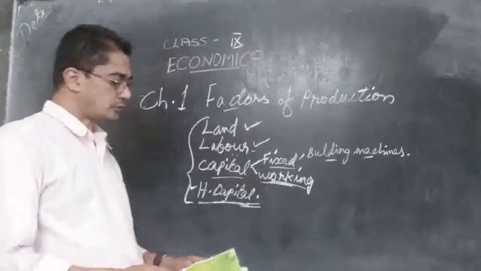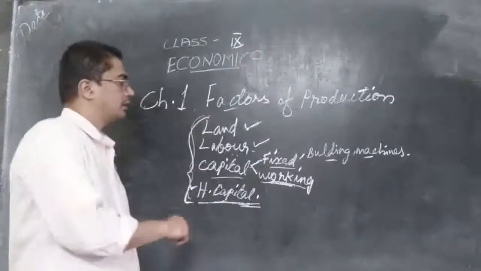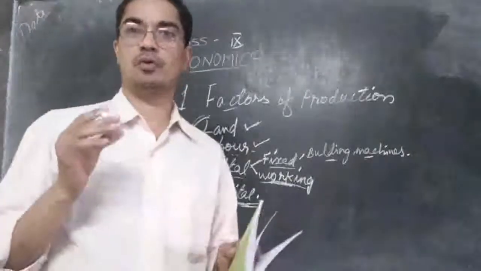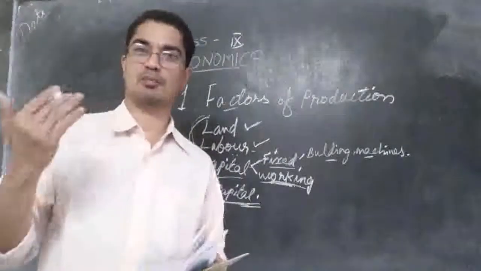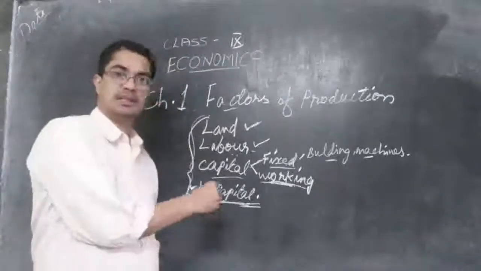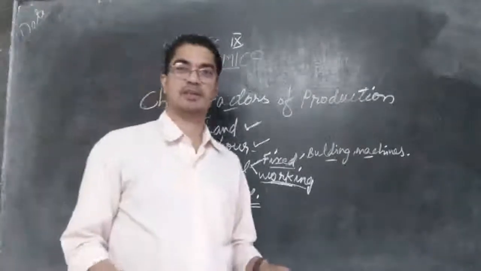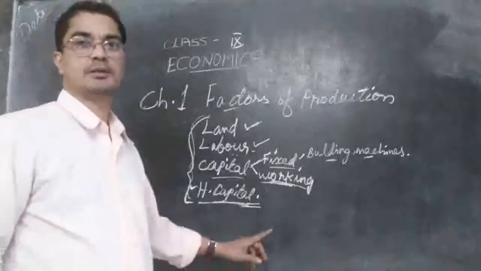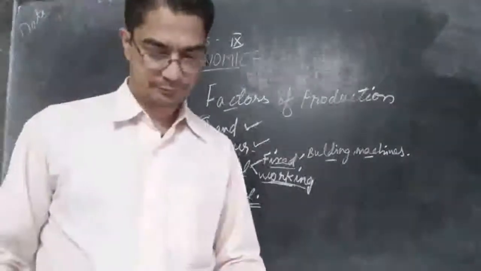So we need to organize all these factors. Four factors are there, and we need to organize all these things. And one who organizes them in the best way will be more successful. He will be getting more profit, or he will be able to produce more. A person who organizes less, or the least, will be less successful. So the better the organization, the better the success, the better the production. So one who has higher human capital will be able to organize better.